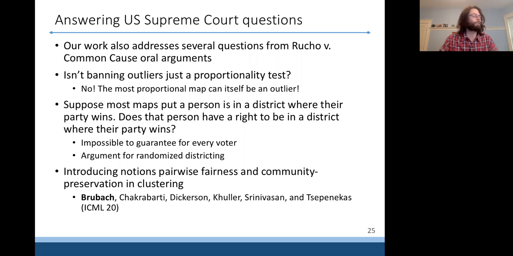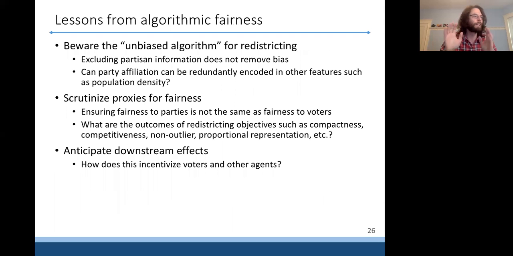There's also this question of, if you do a bunch of random maps, and a person is usually in a district where their party wins, do they have a right to be in such a district? Unfortunately, it's impossible to guarantee that for every voter at the same time. There's no single map that satisfies that criterion for every voter that is in a district where their party wins in the majority of random maps. And we've introduced some other notions of pairwise fairness, and I just want to finish up real quick.